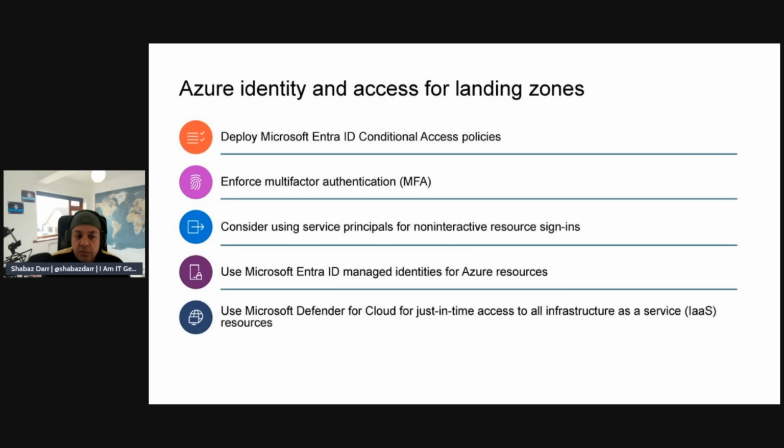So when we talk about Azure identity and access for landing zones, deploying conditional access policies is a must, and making sure you enforce MFA as well for that additional authentication. And it's definitely worth using service principals for non-interactive resource sign-ins, as well as using Microsoft Entra ID managed identities for your Azure resources as well. So using user-managed or service-managed identities. And finally, use Defender for Cloud for your just-in-time access to all your infrastructure as a service (IaaS) resources. So best practice really.